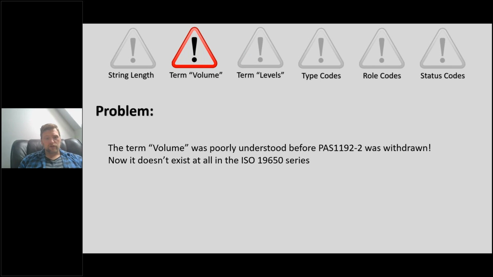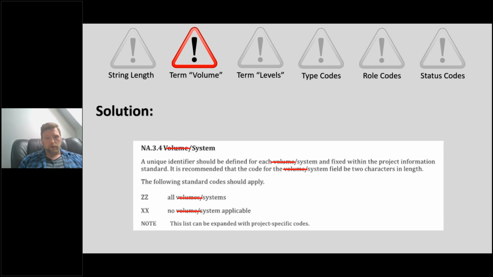So people entering the industry for the first time, and they see in the current National Annex this term volume, there's no context. There's nothing in there that applies a definition. And 19650 is all about the federation strategy and information container breakdown structures. So the term volume was an issue. The solution was relatively simple: remove all instances of volume, but leave system where it is.